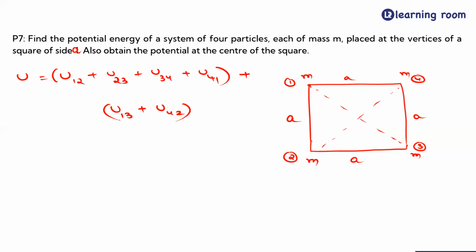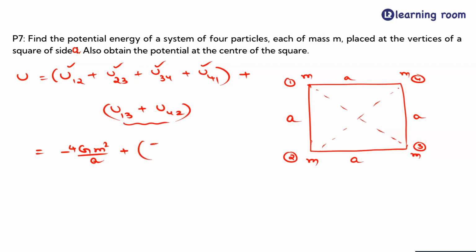Yes, sir. So U12, U23, U34, U41, everything will have the same value of minus G into M square divided by A between them. But since they are coming 4 times, it will be minus 4 times GM square divided by A. Plus, what about this thing?